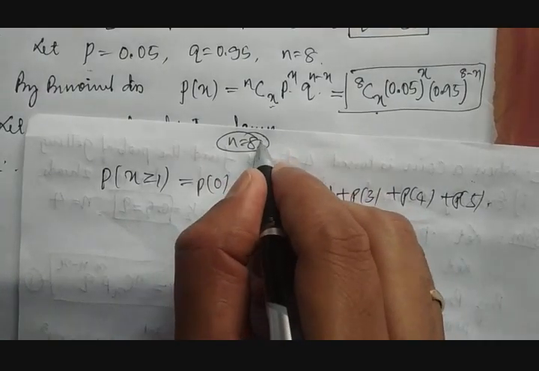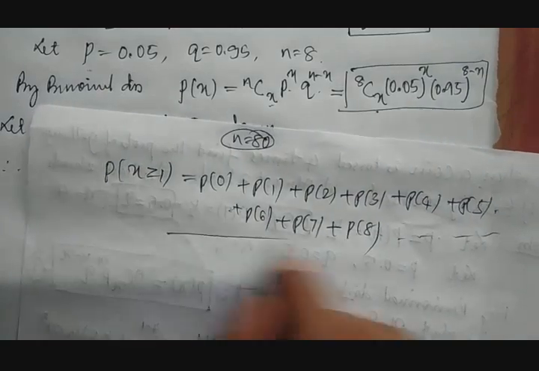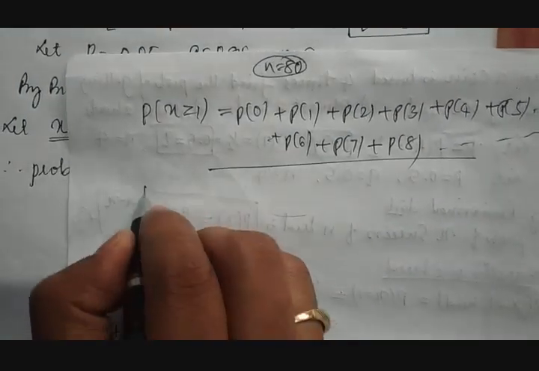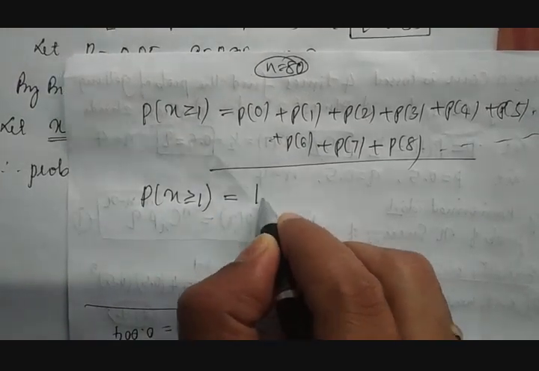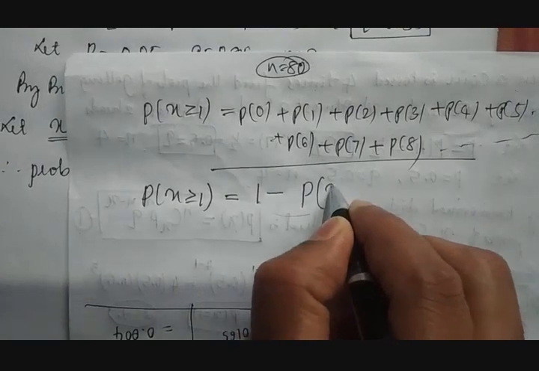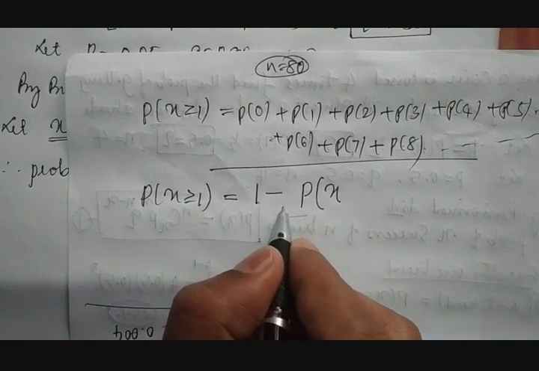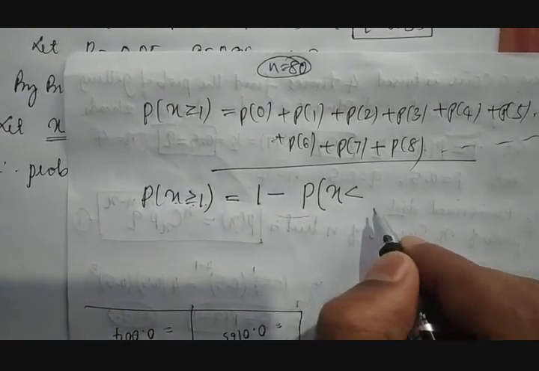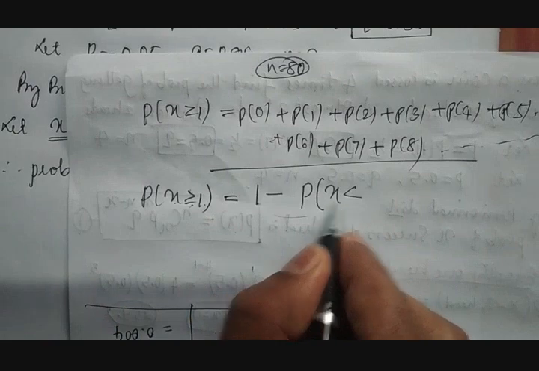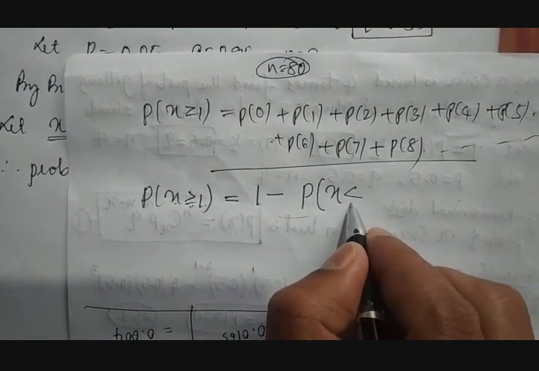Assume if this n equal to 8 becomes 80, then how many terms would we need to take? So to avoid this, we have to use one more concept: probability of x greater than or equal to 1 can be written as 1 minus probability of x, taking the reverse process. X is greater than or equal to 1; greater than means here it will be less than. Equal to is already included here, so in its reverse, equal to should not be included.